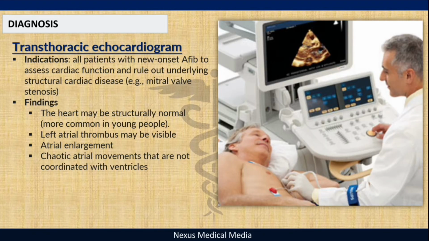Right, next, transthoracic echo, right? This one is indicated in all patients with a new onset AFib to assess cardiac function and rule out underlying structural cardiac disease, for example, mitral valve stenosis. The findings in AFib. The heart may be structurally normal, that's more common in young people. The left atrial thrombus may be visible. Atrial enlargement, chaotic atrial movements that are not coordinated with the ventricles.